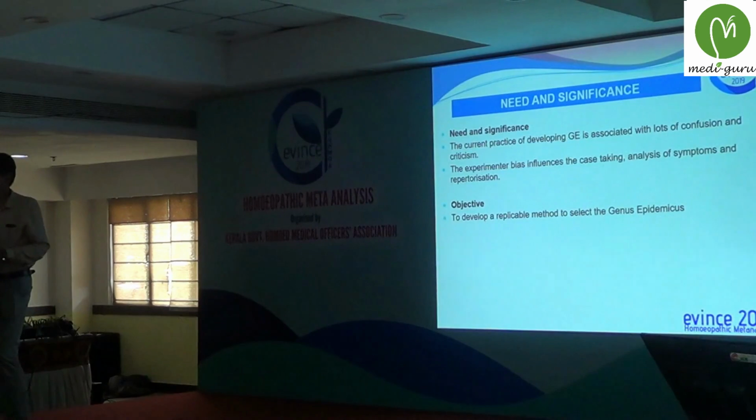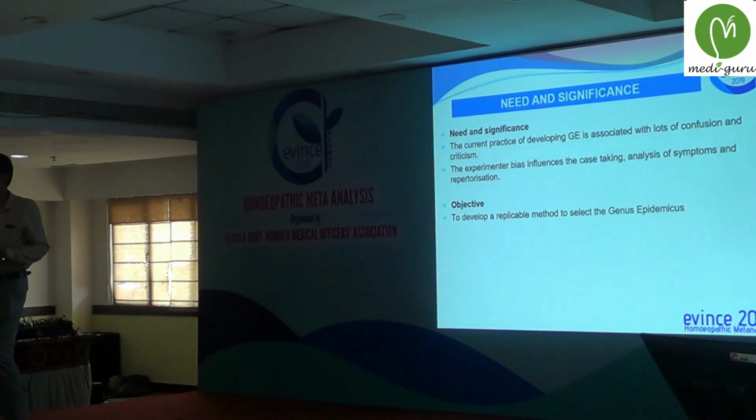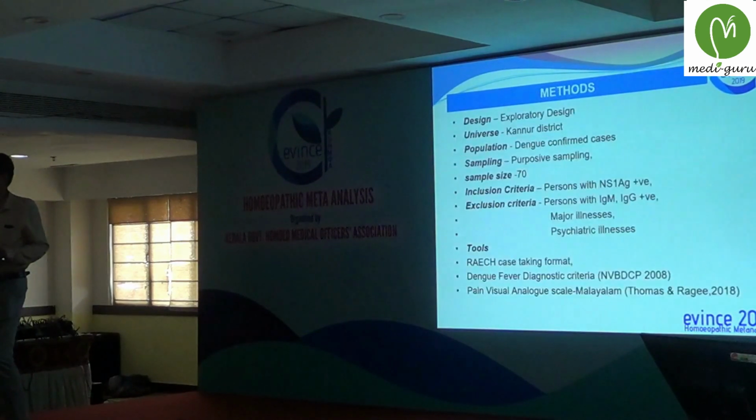Need and significance. The current practice of developing GE is associated with lots of confusion and criticism. The experimenter's bias influences the case-taking, analysis of symptoms, and repertorization. The objective is to develop a replicable method to select the genus Epidemicus.